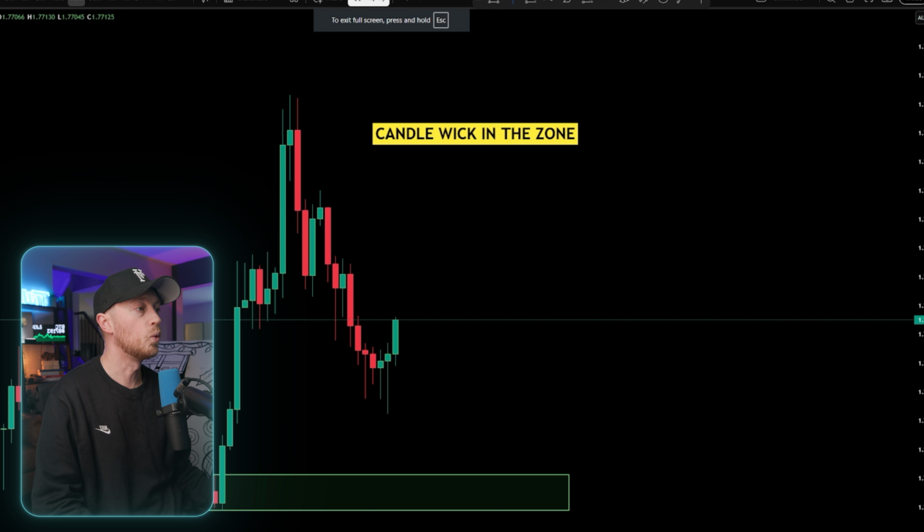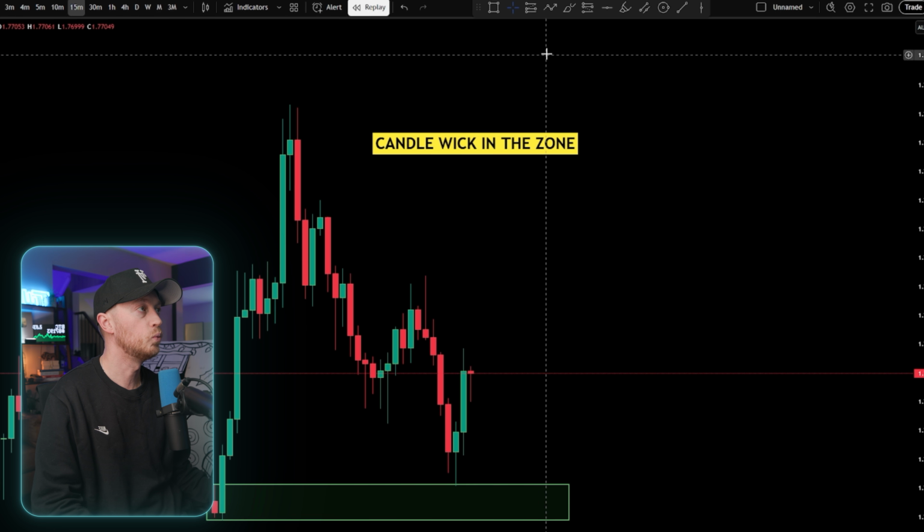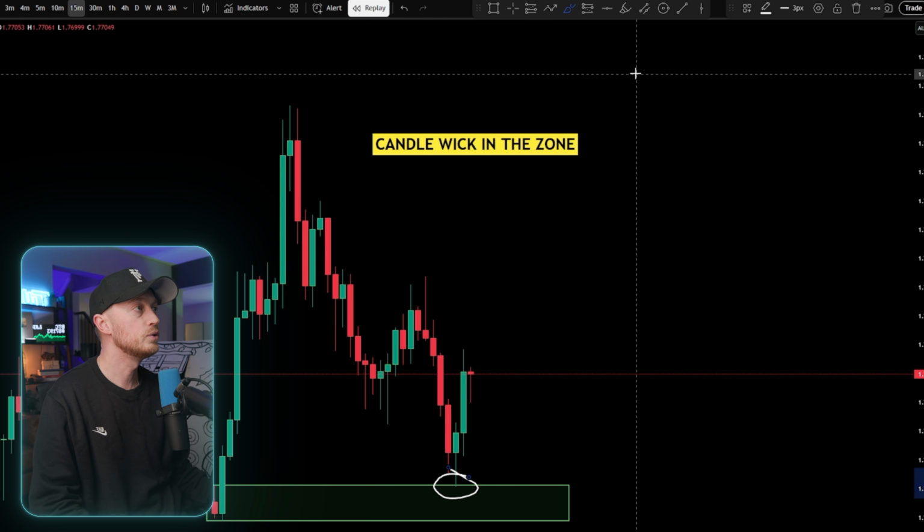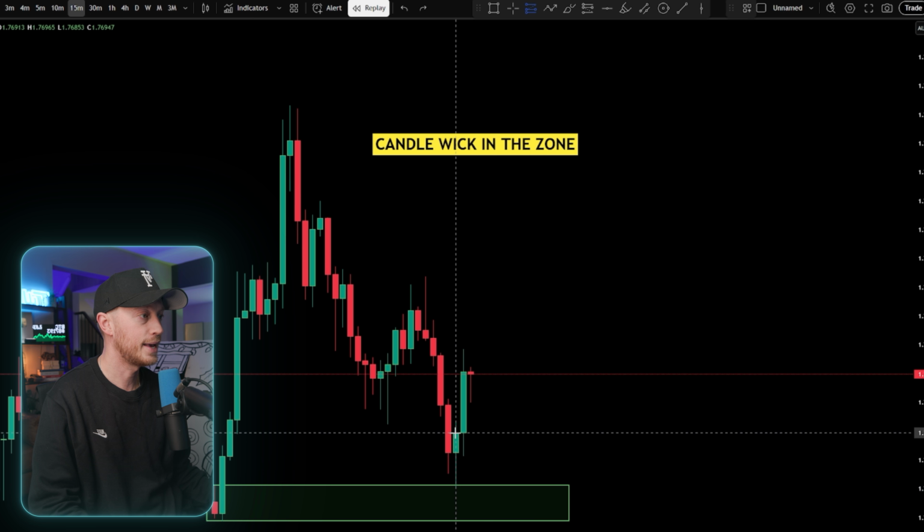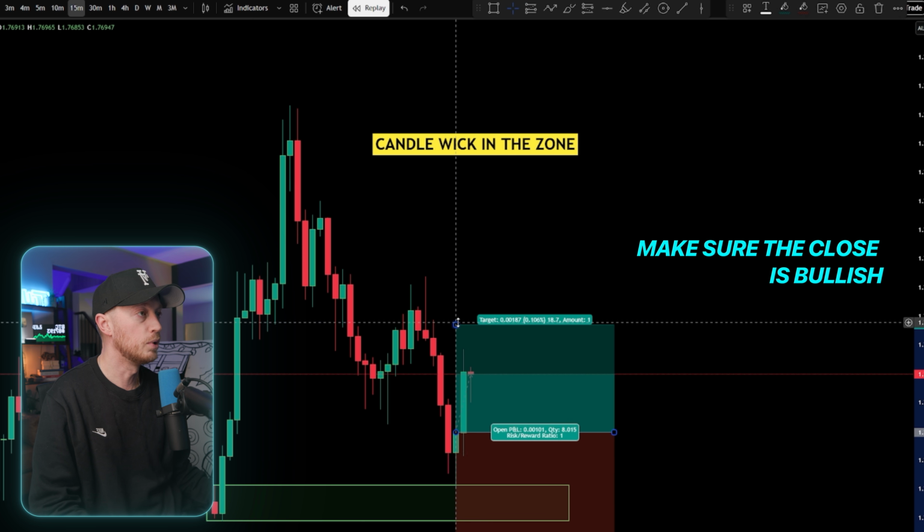What about a candle wick? What do you do if a candle wicks in the zone? Look, we wick into the zone right there. What I'll do is I'll enter at the top of that candle, right? Make sure that it closes bullish, and then what?